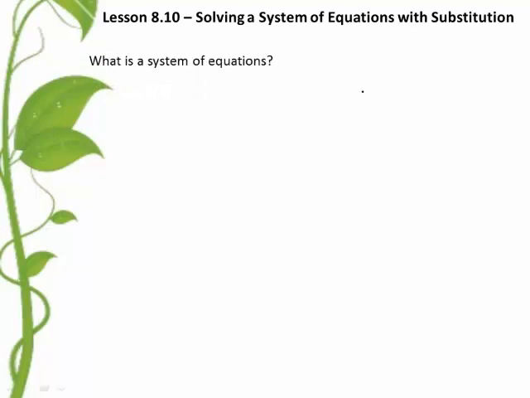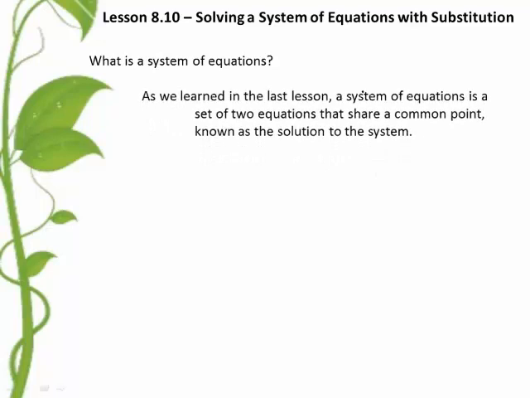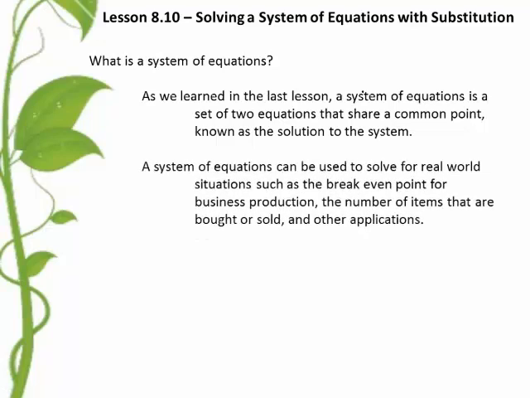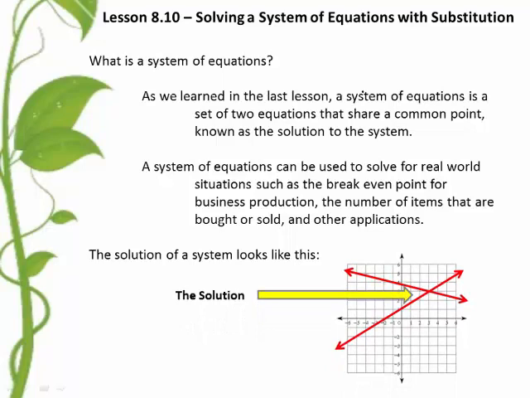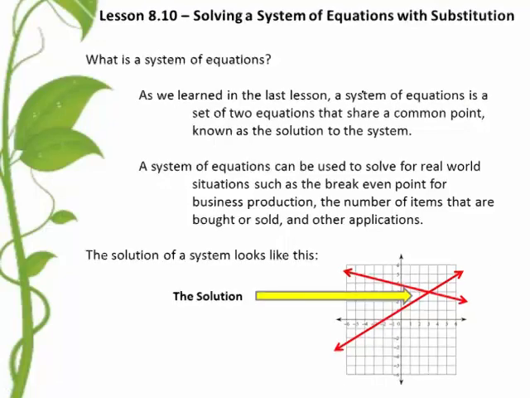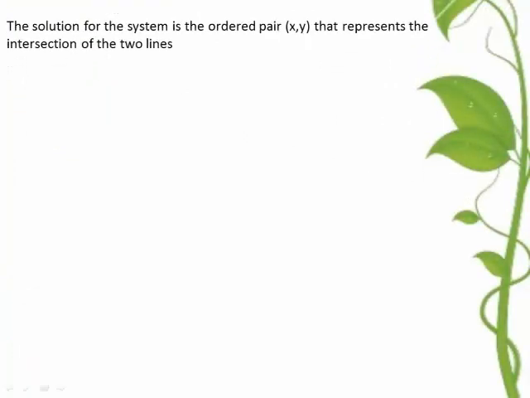So we discussed previously, but I'd like to review what a system of equations is. A system of equations is a set of two equations that share a common point that is known as the solution. The system can be used to solve for real-world situations. And the solution looks like this. When we have two graphs, two lines that intersect, the solution is the point where the two graphs intersect. The solution for the system is an ordered pair (x, y) that represents that intersection of the two lines.